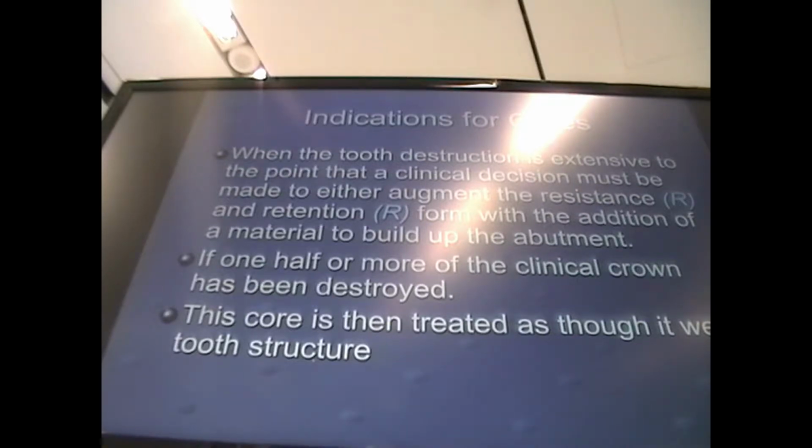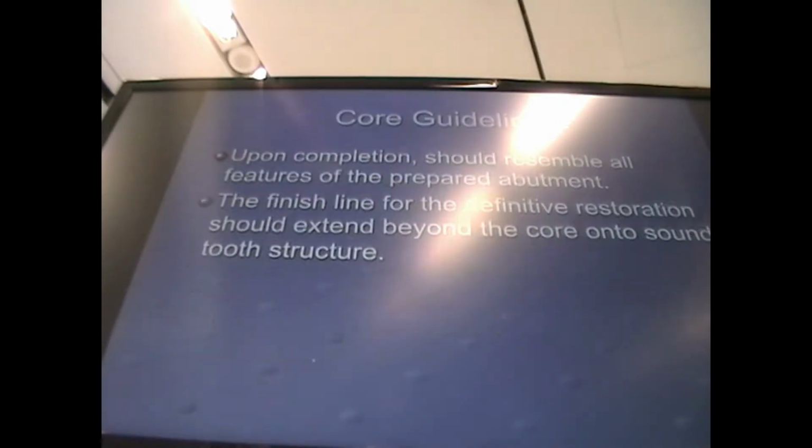If half or more of the clinical crown has been destroyed, this core is then treated as though it were tooth structure. Alright, so we're looking at a severely damaged abutment. Half of the clinical crown lost, and we have to augment that lost tooth structure. You can't just prep half of the remaining tooth and think that a restoration would have adequate resistance and retention.